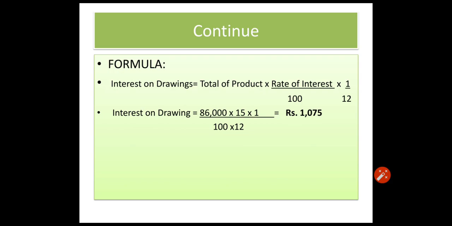That will be equal to 86,000 into rate of interest, that is 15 divided by 100 into 1 by 12, and the interest on drawing will be equal to 1075 rupees. And in this way we are going to solve the question by product method for irregular drawings.